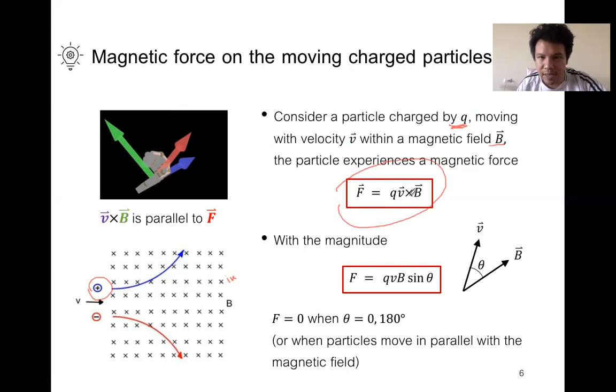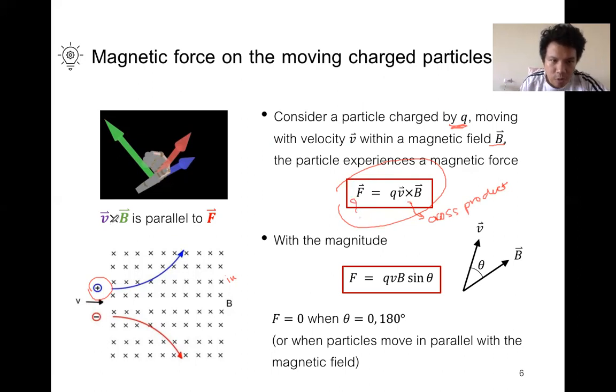q v cross B. The sign here, we call this the cross product, the cross product of the two vectors. So the vector F, or force, is the cross product of velocity and magnetic field, times a constant q. And how to find the direction of the force? You use the right hand rule.